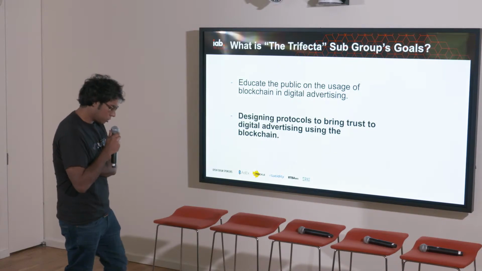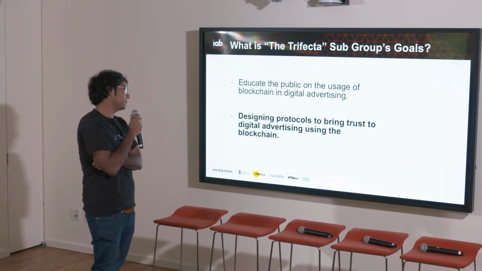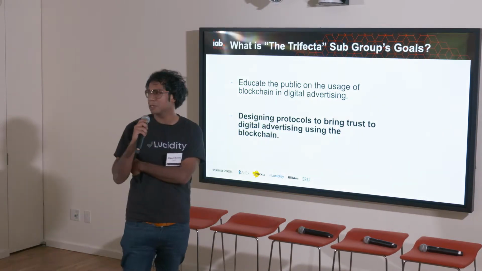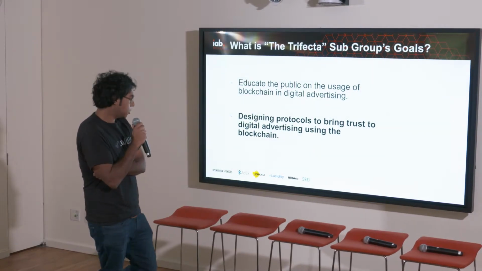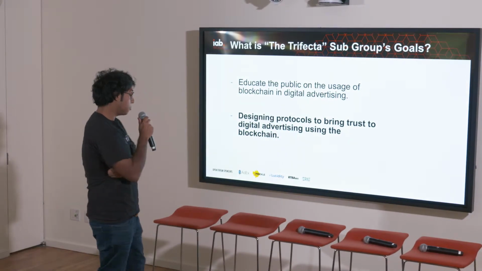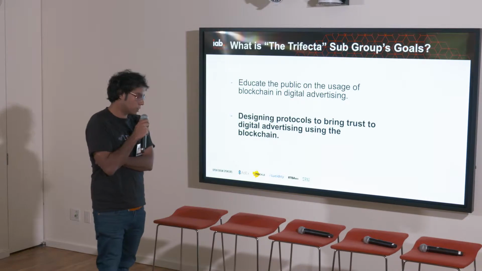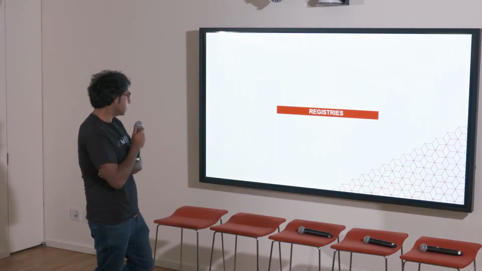So what are our goals within the Trifecta subgroup? Primarily, we want to educate the public on the usage of blockchain in digital advertising. We want to put materials out there, making sure that people understand where it makes sense and where it doesn't make sense. And more importantly, we're designing protocols to bring trust to digital advertising using the blockchain. That's the most important goal. Let's keep going. So registries.